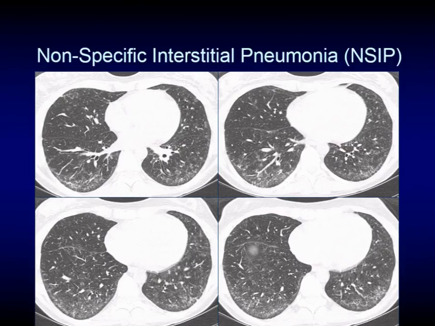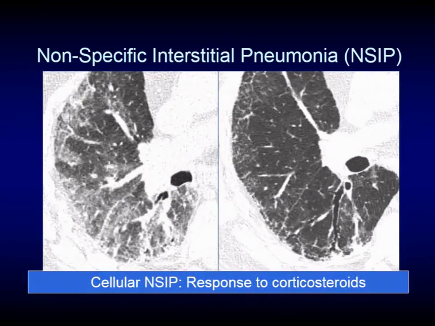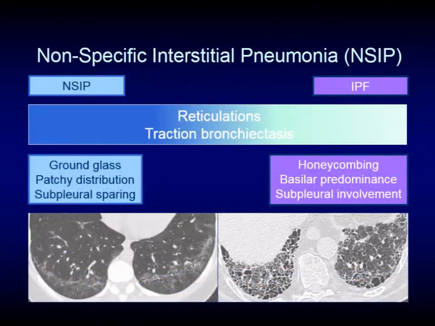And so if you see this, it's very good for NSIP. If you look at a cellular NSIP case, it's often very steroid responsive because of the intense inflammation associated with this entity. And you can see that after corticosteroids, all that ground glass has pretty much resolved. I mean, there's still some areas. And then there are some more reticulations and coarse pattern, which is the underlying maybe fibrosis that has already ensued.